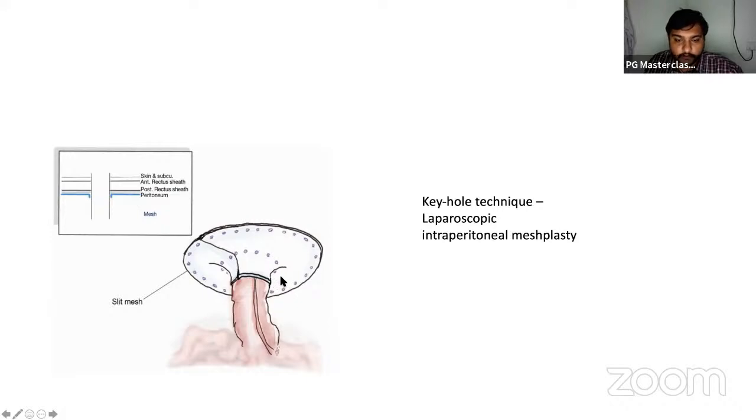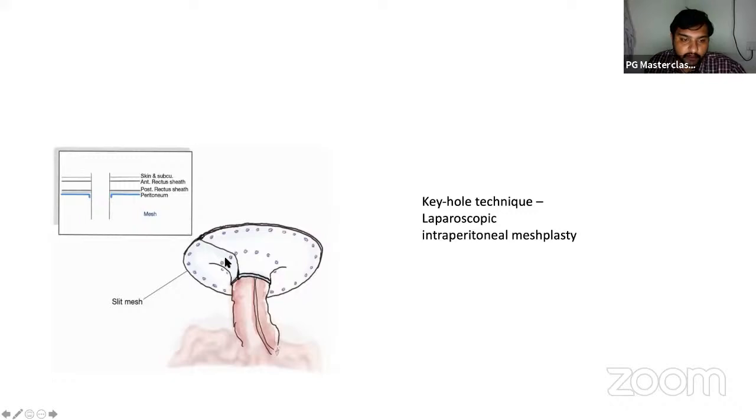We can also go for open repair by midline incision or a lateral incision lateral to the stoma. From this we enter into the retrorectus plane or intraperitoneal region and slide the mesh across the bowel loop. If we are using a lateral incision, then the keyhole region will reach more medially, and if we are using a midline incision, then it will come laterally.